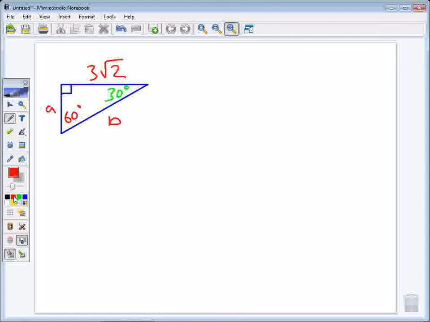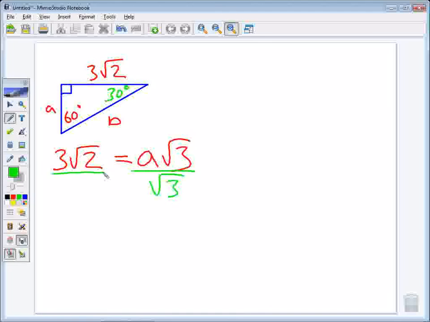So first I'm going to look at comparing the longer leg with the shorter leg. In my equation, I know that the longer leg, which is 3 square root of 2, is equal to the shorter leg, which is A, times square root of 3. A square root of 3. I need to solve for A though, don't I? So my next step is to divide by square root of 3. This will isolate my A. And what I do to one side, I must do to both.